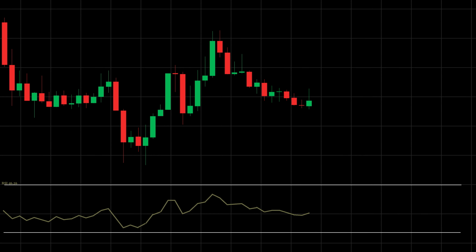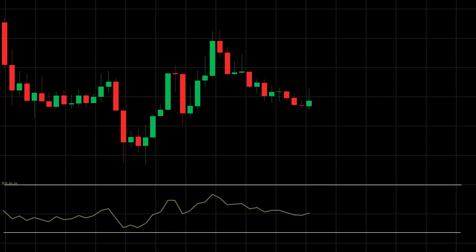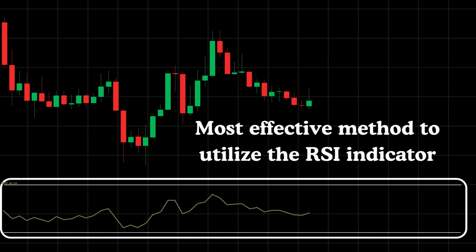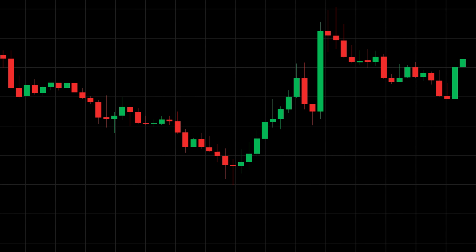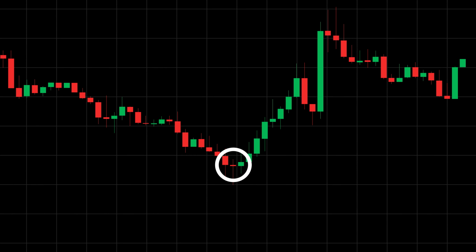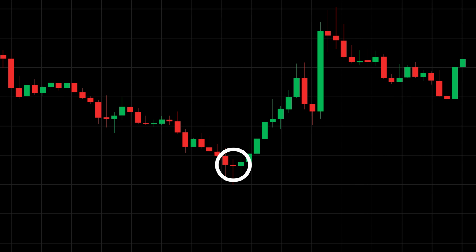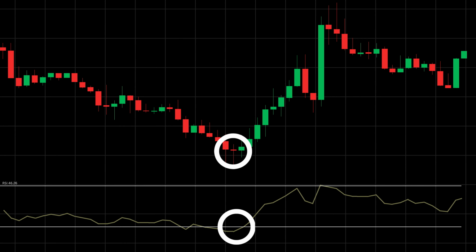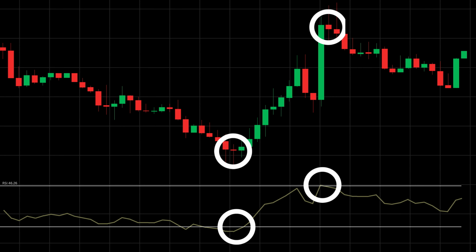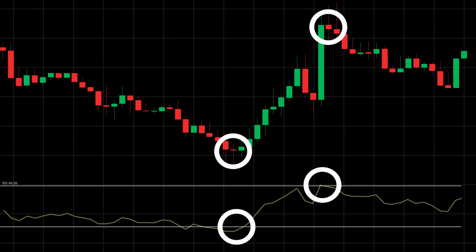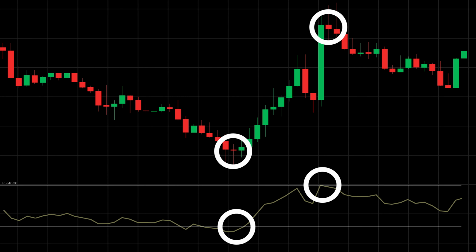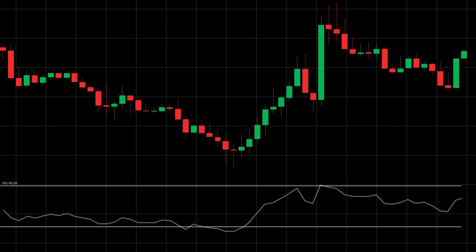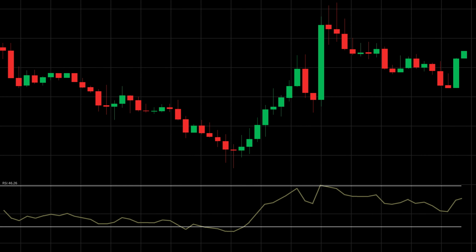Hey traders! In today's video, I'll be showing you the most effective method to utilize the RSI indicator. Now, first things first, as traders, it's crucial for us to pinpoint significant price levels in the market where reversals are more probable. These zones can be identified by recognizing when the market reaches relatively overbought or oversold conditions, and the RSI is excellent at helping us do just that. In this video, I'll break down the top strategies we can apply using the RSI indicator.